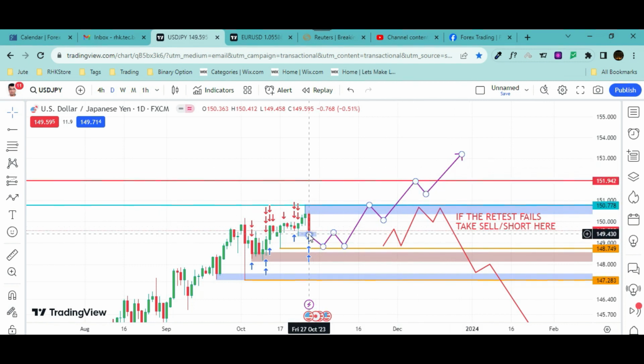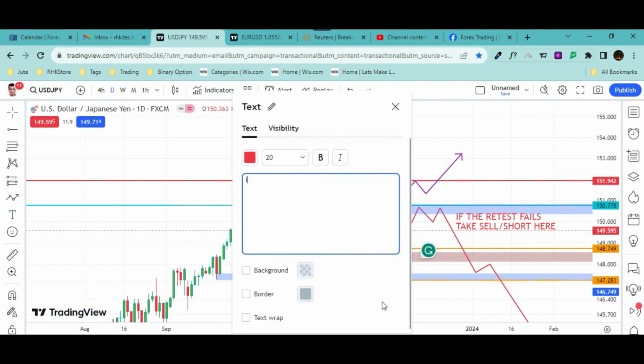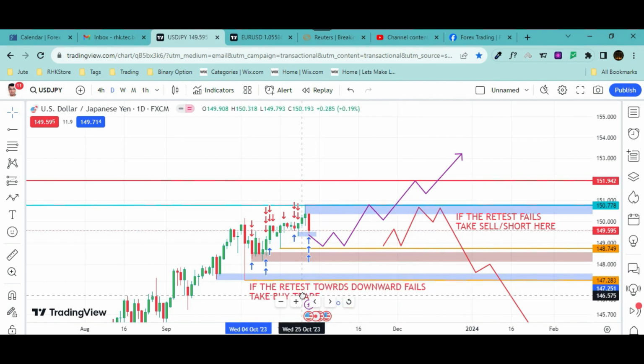But before it goes, it has to retest this zone. So once it retests here, we can take a trade here. If the retest is towards the downward phase, take buy trade. Okay, so this is the place we can take the buy trade from here.